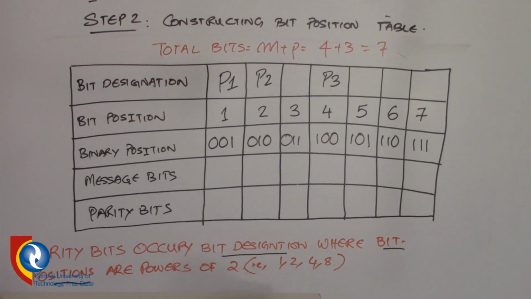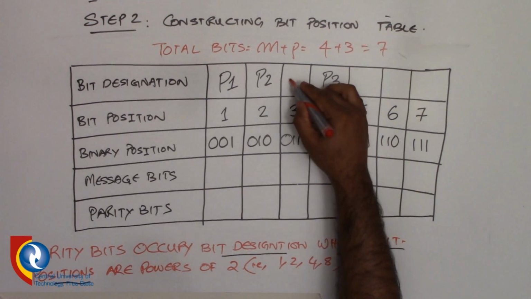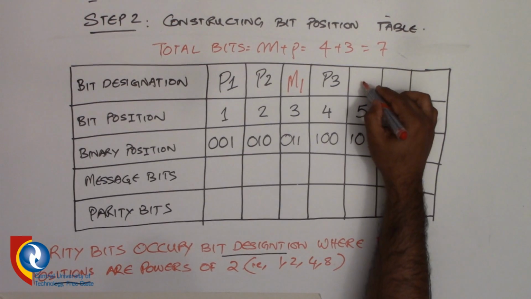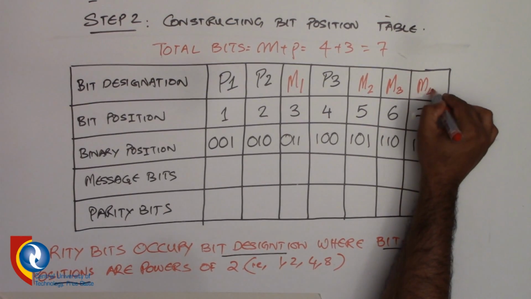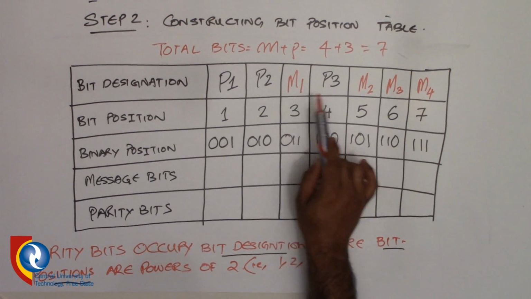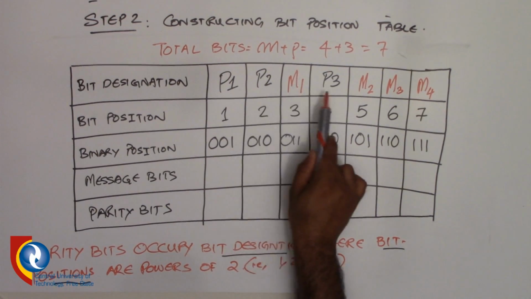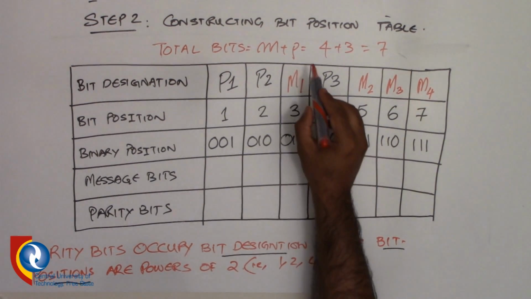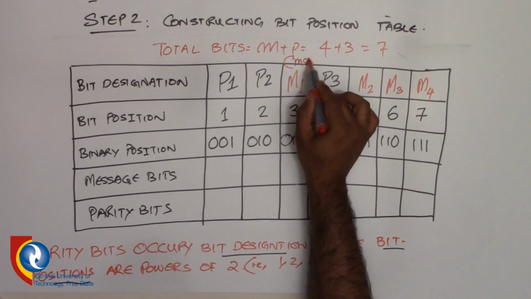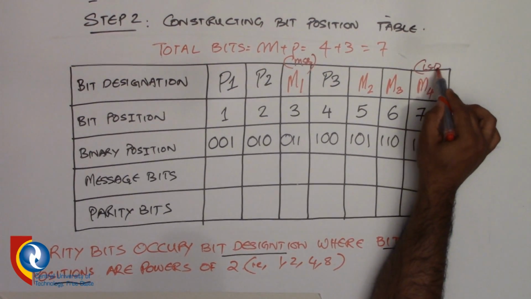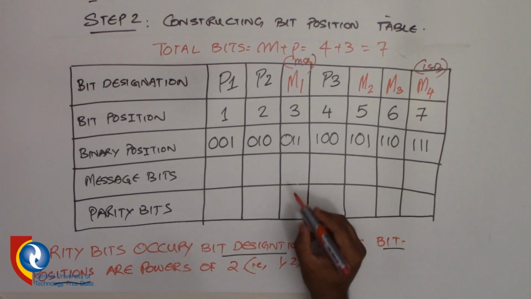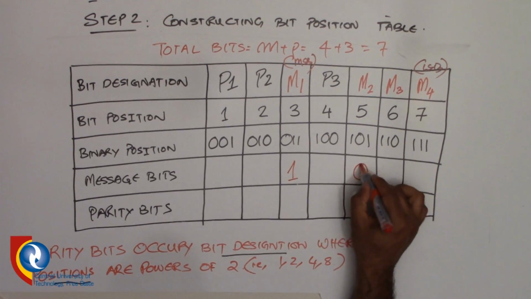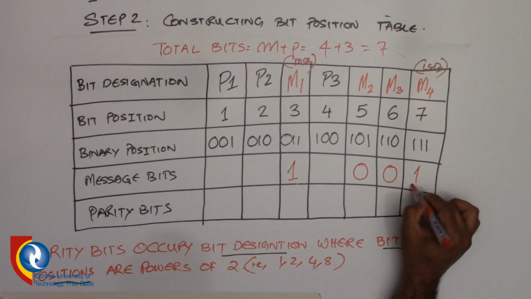Now the remaining will be our message bits. So this will be M1 for the first message bit, M2, M3, and M4. In total we have 4 message bits and 3 parity bits. It's key to note that M1 will be our MSB and M4 will be our LSB. We can, in this step, determine and write down the message bits. Remember, our message was 1, 0, 0, and 1.